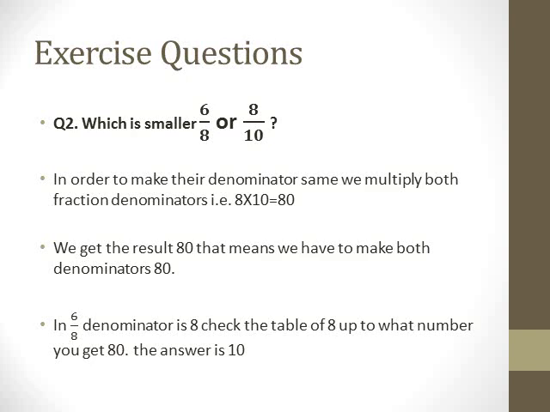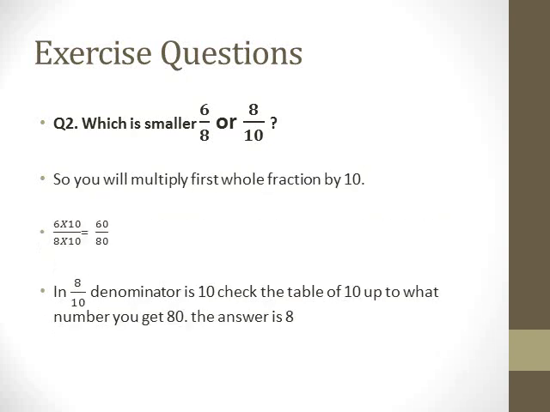So you know that if you are going to multiply 8 by 10, you will not only multiply 8 by 10, but you will also multiply 6 by 10, because you cannot multiply only the denominator by any number. If you are multiplying any number by the denominator, you need to multiply the same number by the numerator too. So in 6 over 8, the denominator is 8, so you multiply 8 by 10, and also you multiply 6 by 10. When you multiply 6 by 10 you will get 60, and when you multiply 8 by 10 you will get 80. So the answer is now 60 over 80.